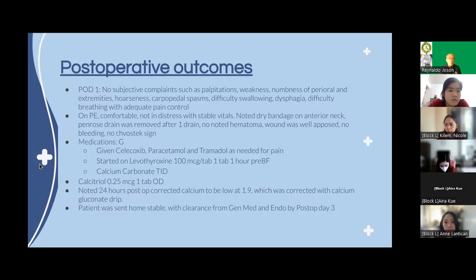For the medications, he was given pain meds such as celecoxib, paracetamol, and tramadol as needed. He was immediately started on levothyroxine 100 micrograms per tab, 1 tab prior to breakfast, and calcium carbonate 3 times a day, and calcitriol 1 tab a day. It was noted that the 24-hour post-op corrected calcium was low at 1.9 po, which was corrected with calcium gluconate drip. The patient was sent home on post-op day 3, stable with clearance po from endo and gen med po. Next slide po. Thank you.